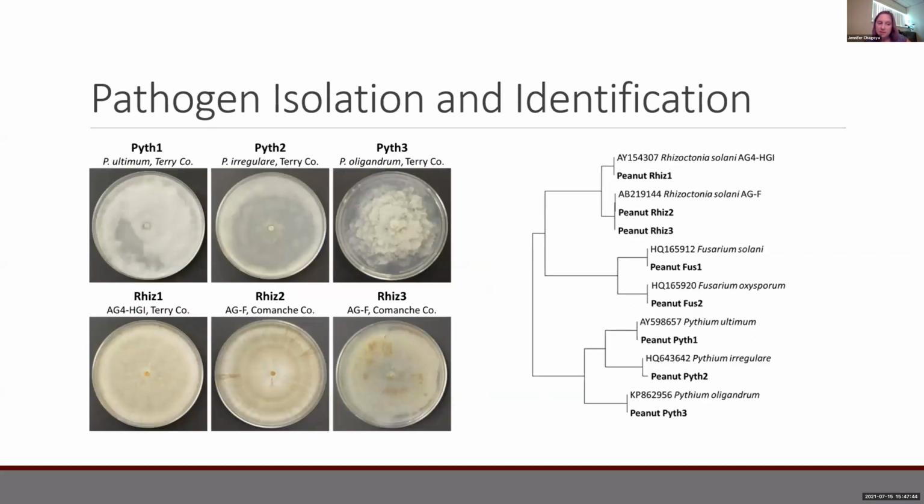From our very limited number of samples, we recovered 3 Pythium and 3 Rhizoctonia isolates. For Pythium, each isolate represented a different species: ultimum, irregulare, and the non-pathogenic oligandrum. For Rhizoctonia, the first isolate belonged to anastomosis group 4, homogeneous group 1, and the other 2 belong to the binucleate anastomosis group F. Also isolated but not screened for fungicide sensitivity were Fusarium solani and Fusarium oxysporum.